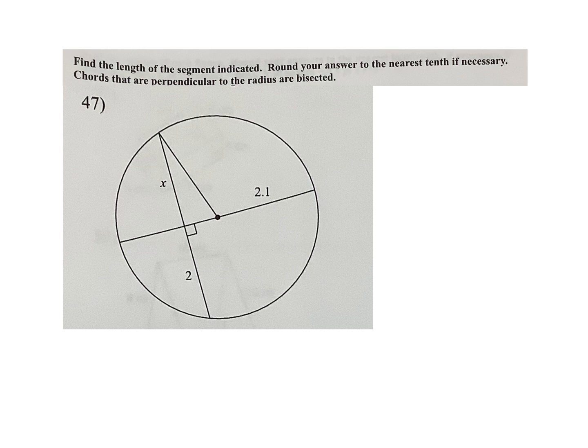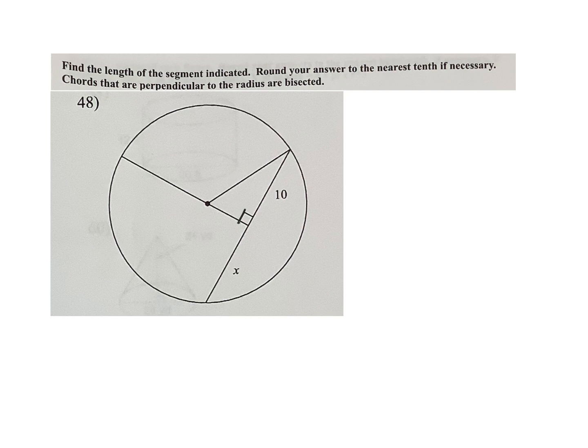All right, number 47. Find the length of the segment indicated. So X is 2, because anytime you have a perpendicular line going through the center of your circle, that splits that chord in half. So X is equal to 2. So we go to the next one. Same thing, you have a perpendicular line going through the center of the circle, so it splits that segment into 2 equal pieces. So X is 10.